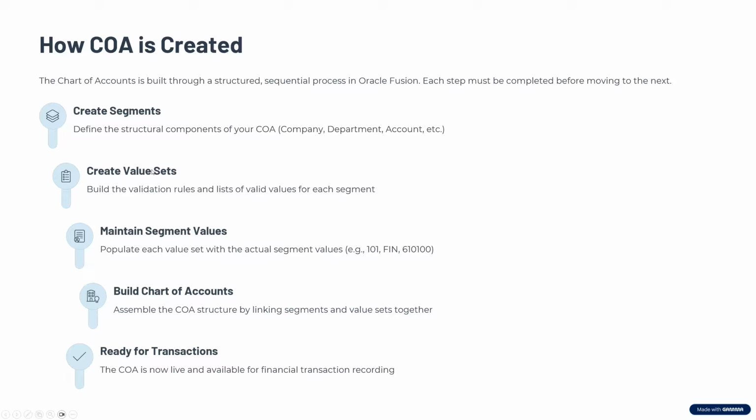After creation of all these three, the next step is to build the chart of accounts, create the chart of accounts, then deploy the chart of accounts. Then we are ready with the transactions. We are able to enter the transactions in Oracle ERP software.